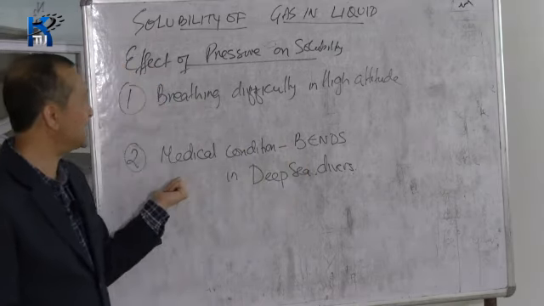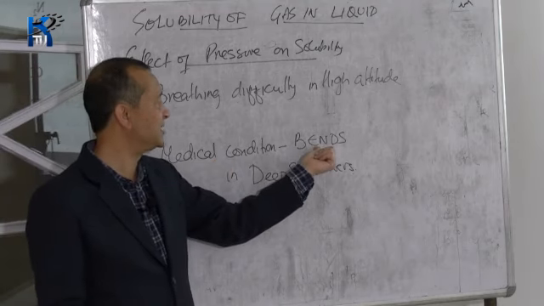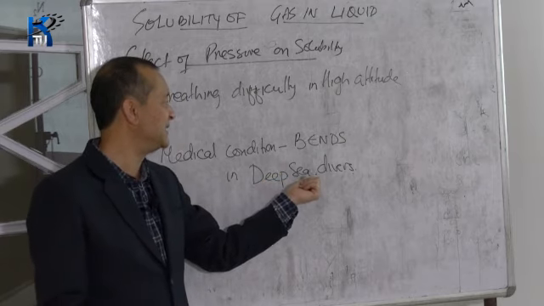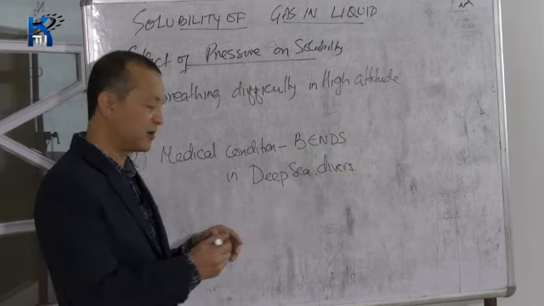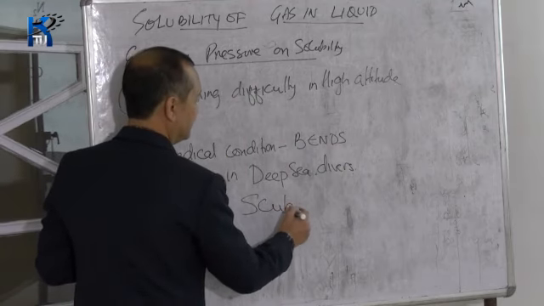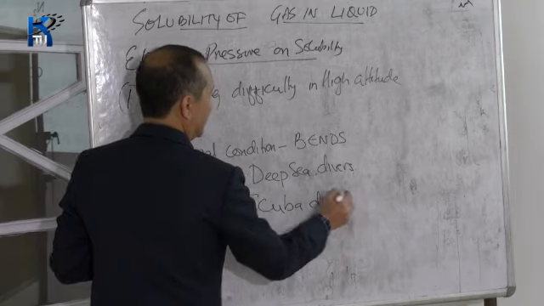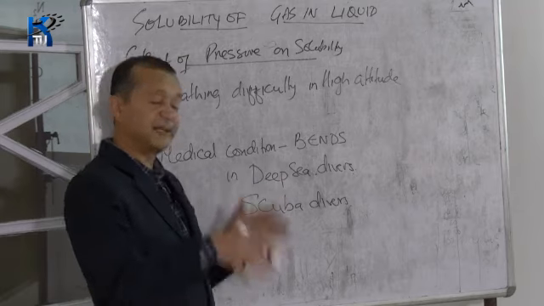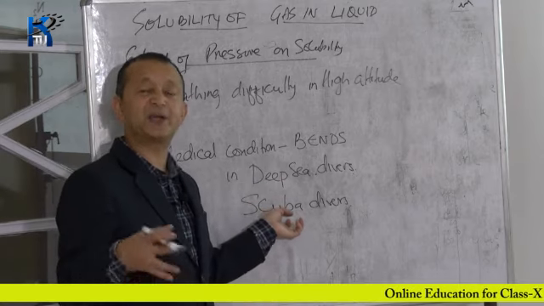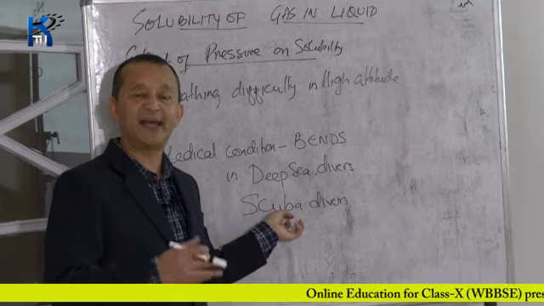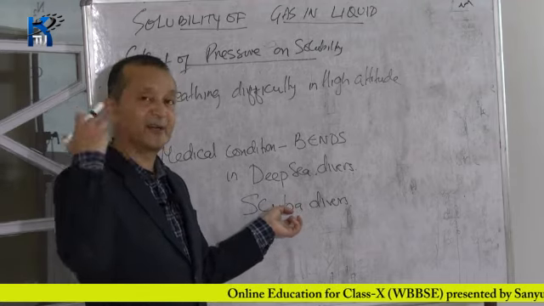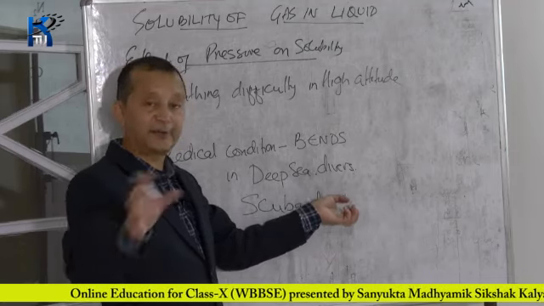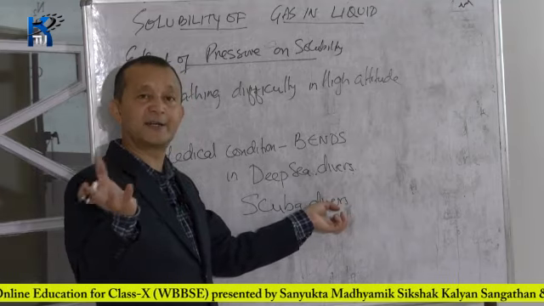And the next one is a medical condition known as bends. This takes place in deep sea divers, or scuba divers. Now you know that deep in the ocean, the pressure is very high. These scuba divers are taking oxygen from their cylinder, and it generally comes as a mixture of oxygen and nitrogen.